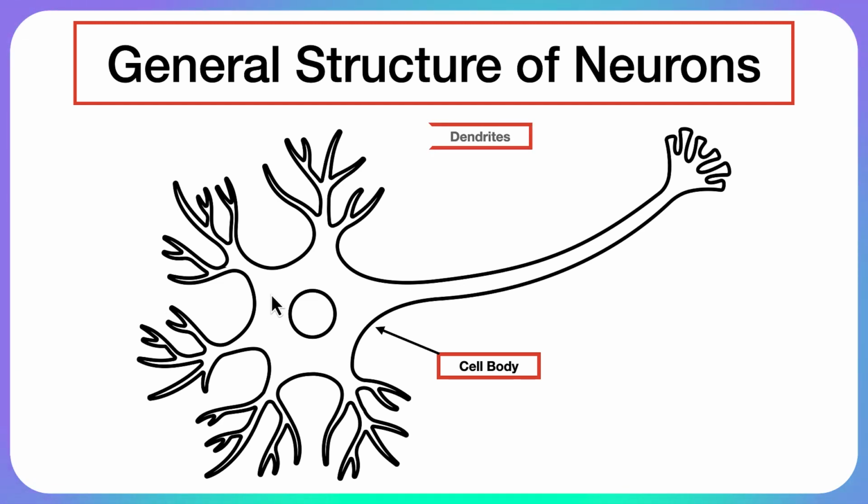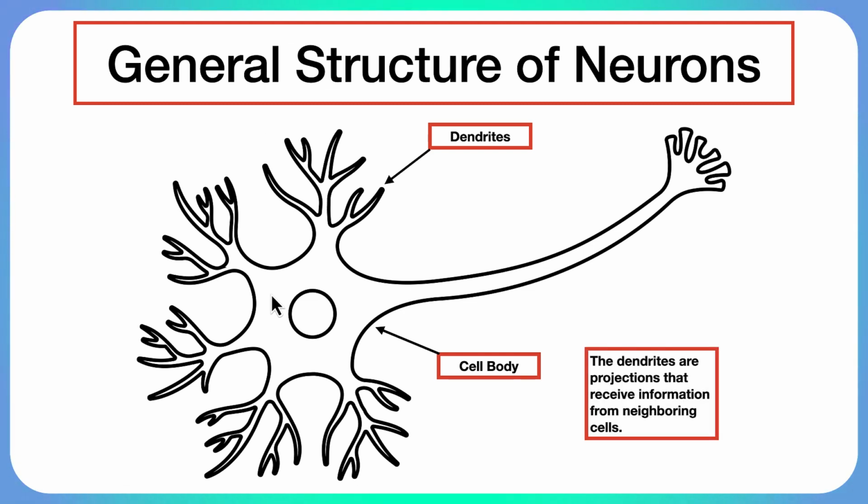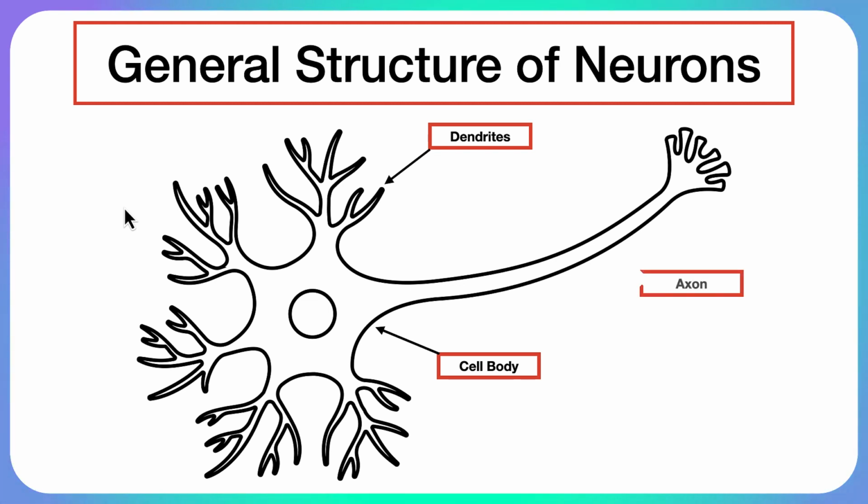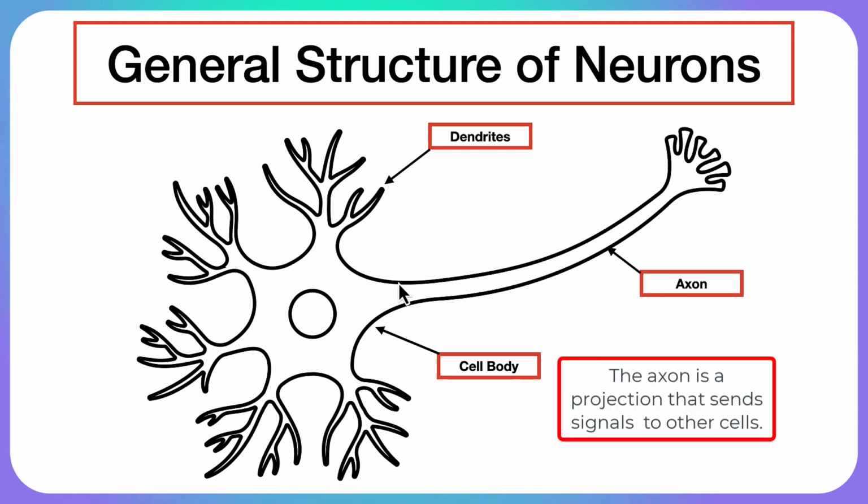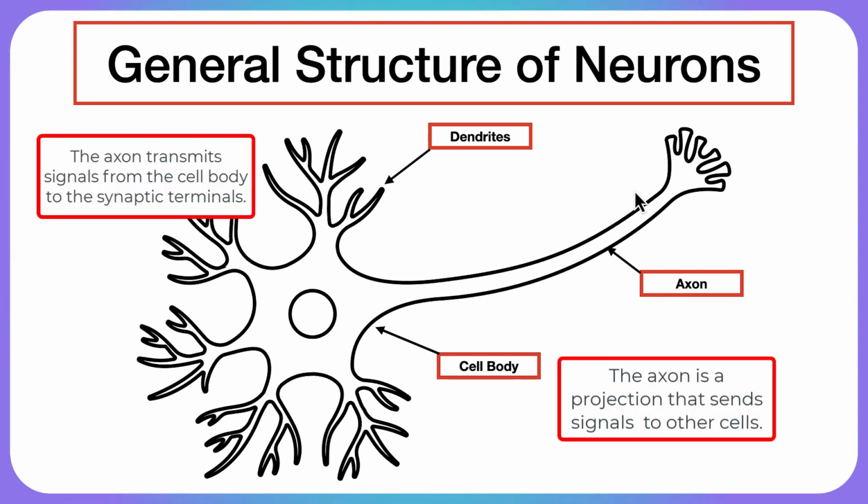The second part we're going to look at are the dendrites. So the dendrites are mainly going to be these projections that extend from the soma, and these dendrites are going to be responsible for receiving information from neighboring cells. The third part is going to be the axon. So the axon is this long projection that is going to send information from the direction of the cell body to the end of the axon.